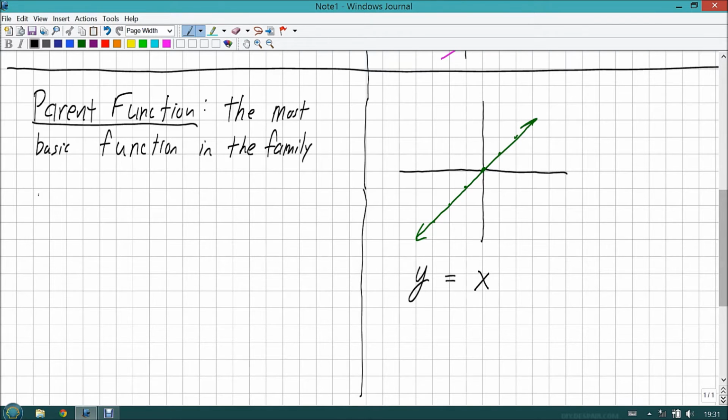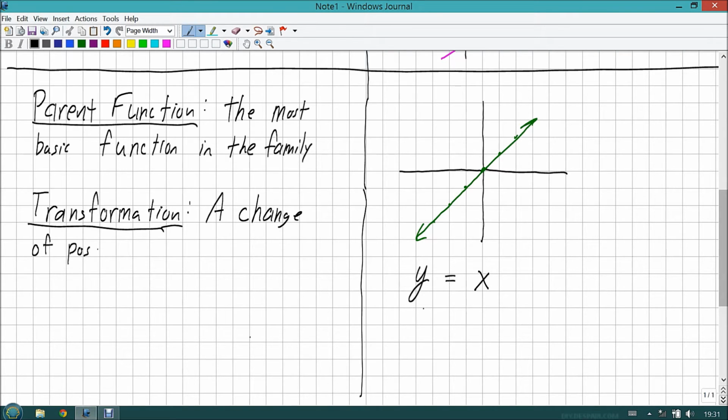And from there you can have transformations. So a transformation is a change in position or size of a figure. A change of position. How do you spell position? P-O-S-I-T-I-O-N. Position or size, which we often call scaling, of a figure. So a change in the position or size, scaling, of a figure would be a transformation.